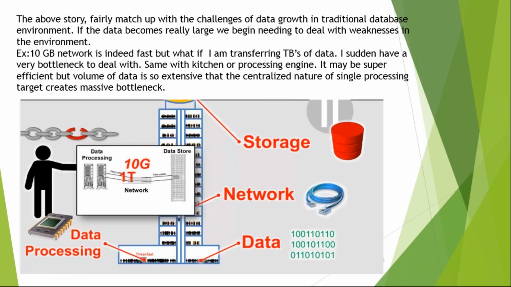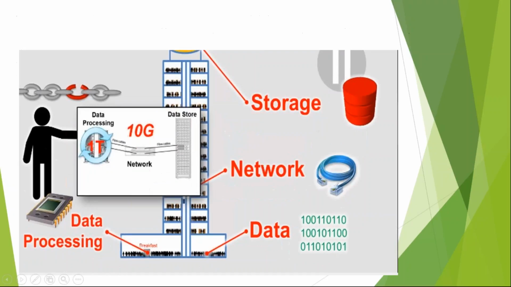Understand? Because of this, what's happening? Even though we have a very good kitchen, you are not able to provide the service, you are not able to clear the crowd. Here also the same thing is happening. Even though you have better processors, you are not able to process the data in a given time. Understand? This is how the existing system fails. Not failing, in the sense that it's taking so much time.